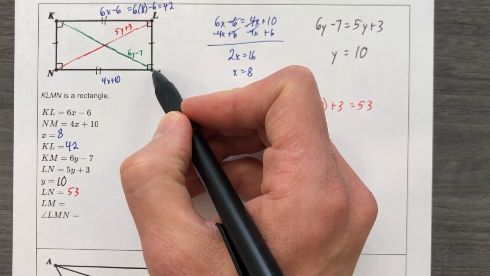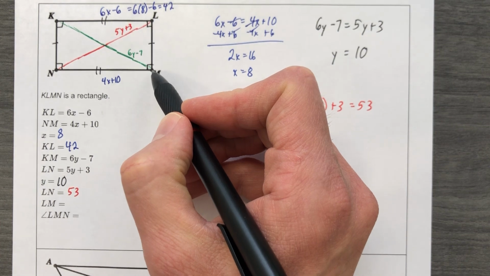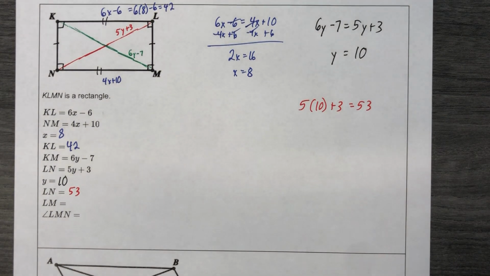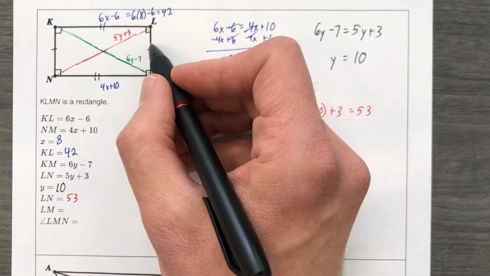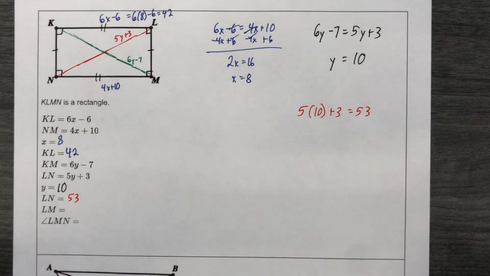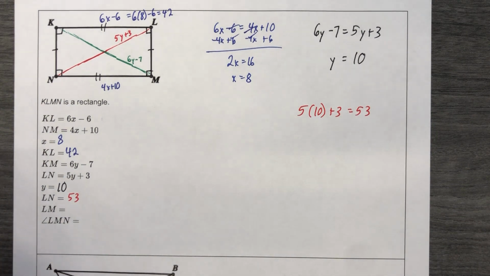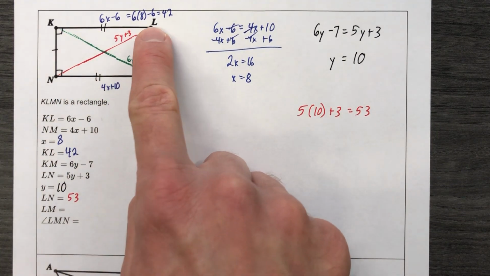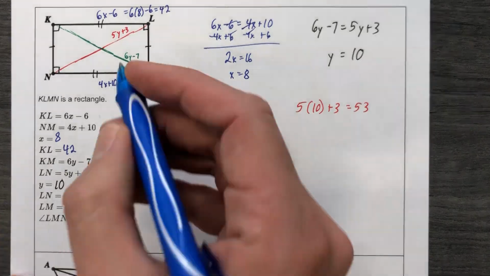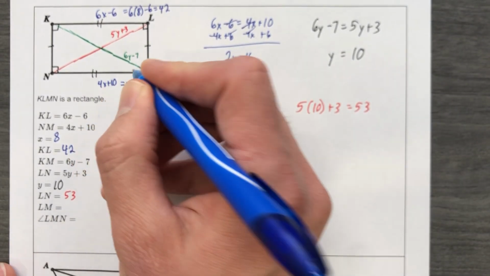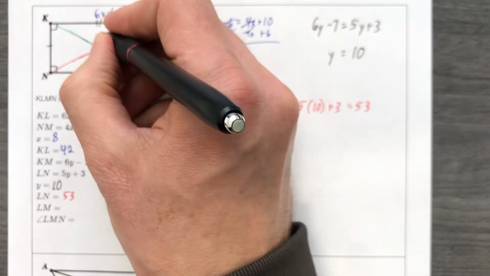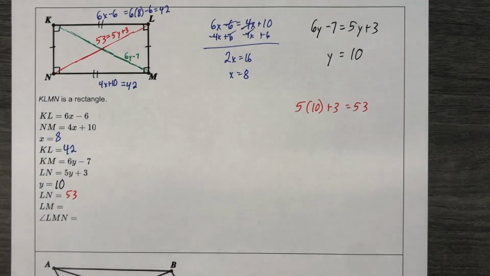LM, oh no, how are we going to find it? Okay, now things get interesting. Now things get really interesting. And we're going to find this distance right here doing some really old stuff, but I want you to notice what's just happened. This is 42. This is 42. This is 53. And what we've done at this point is really clutter up our picture.